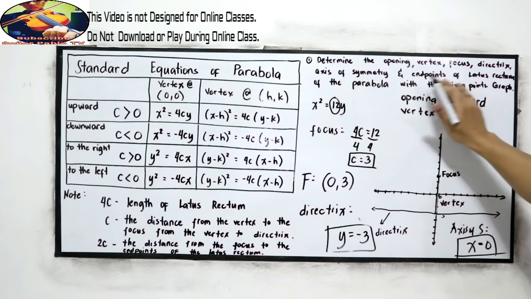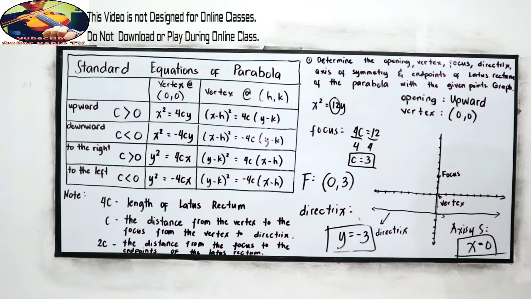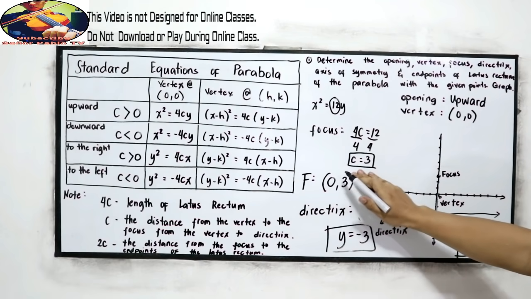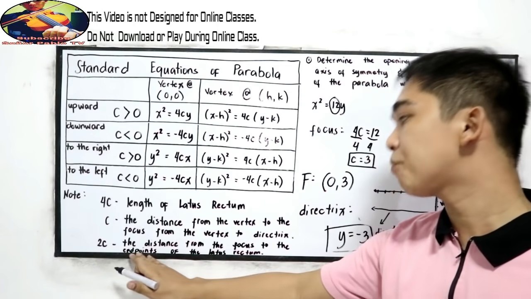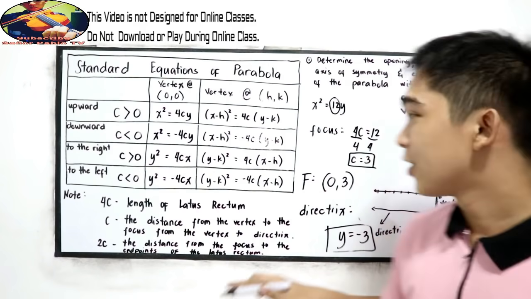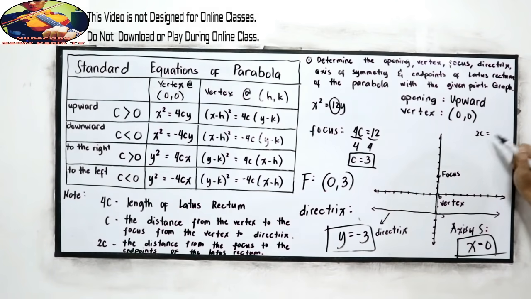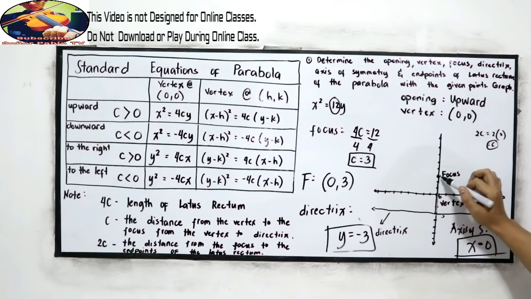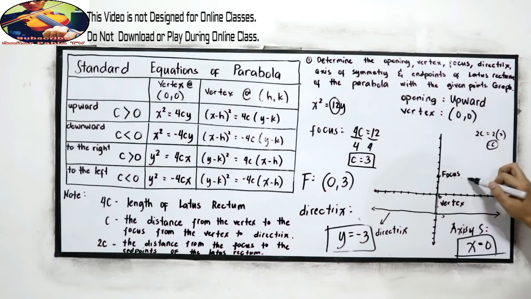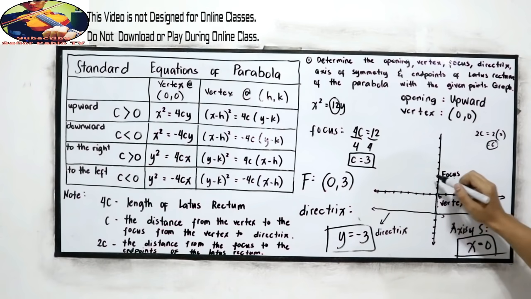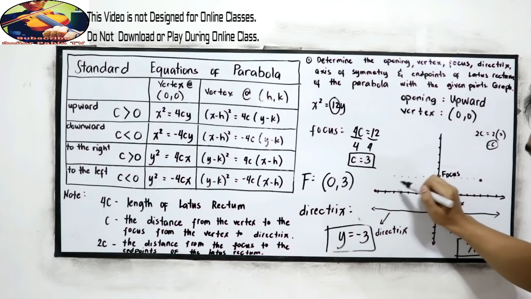Now, we're going to find the endpoints of the latus rectum of the parabola. Since we have C here, and we have the formula of 2C, the distance from the focus to the endpoints of the latus rectum. So, 2C, substitute. So, 2 times our C is 3. So, from the focus to the end of the latus rectum is 6 units. So we're going to count 6 units to the left, and to the right. So 1, 2, 3, 4, 5, 6. And 1, 2, 3, 4, 5, 6.